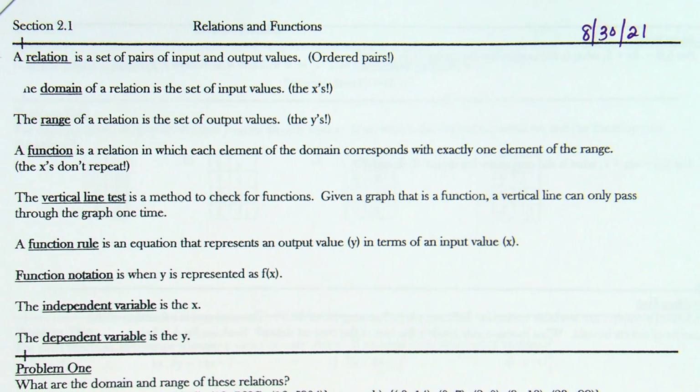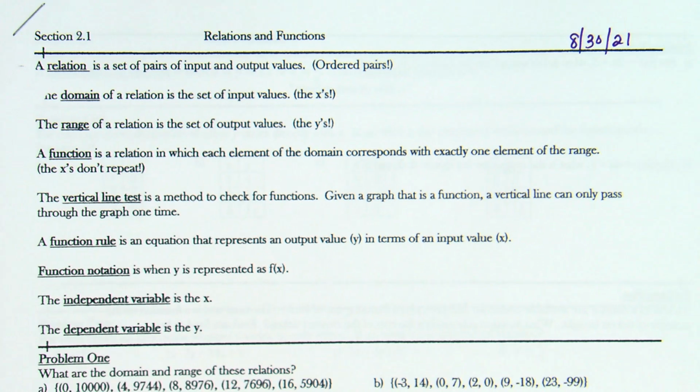I'm trying to remember, I don't think there's a whole lot that tricks you guys up in this lesson. So, definitions here. A relation is a set of pairs of input and output values. Now, that's the fancy vocabulary, right? A set of pairs of input and output values. What's the short of it? A relation is a list of ordered pairs. Okay, that's what a relation is, a list of ordered pairs.